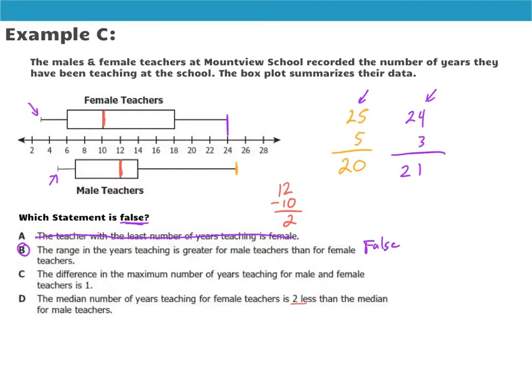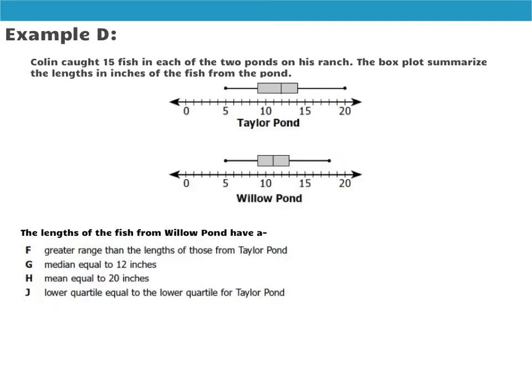Now let's move on to example D. Here at example D, it says Colin caught 15 fish in each of the 2 ponds on his ranch. The box plot summarizes the lengths in inches of the fish from the pond. The lengths of the fish from the willow pond have a, and we're going to try and figure out which one of the statements are true. So again, the only way to do this is go to each statement and figure out which one is correct.